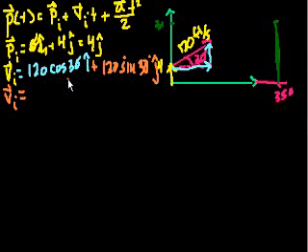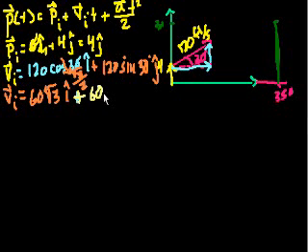What's cosine of 30 degrees? It's square root of 3 over 2, right? Square root of 3 over 2 times 120, that's 60 square roots of 3, and that's times the x unit vector, which we denote by I with a little hat on top. I'm going to switch colors again just so I don't get all messy. Plus, what's sine of 30 degrees? Well, that's 1/2. So 1/2 times 120, so that's 60j.